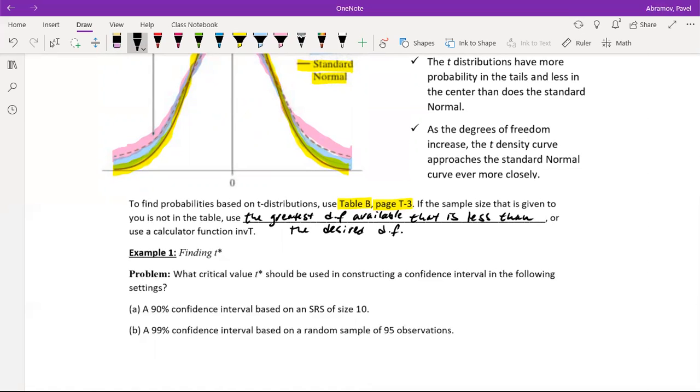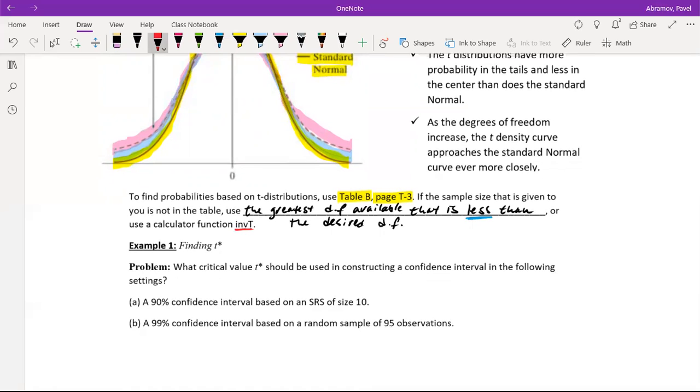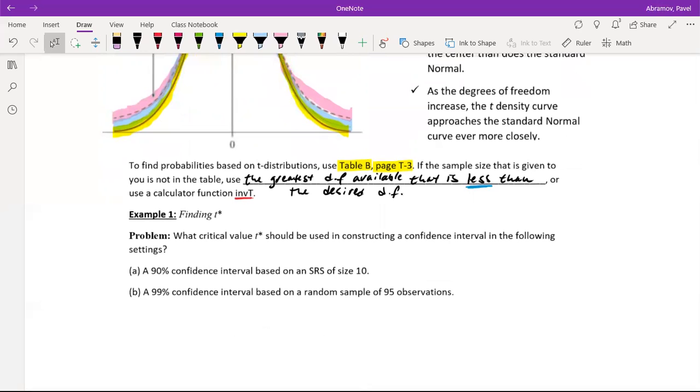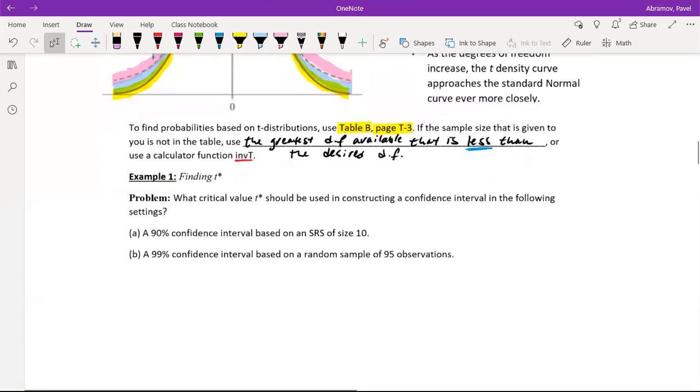So in other words, you will always round down. So less than, always round down. You also could use your calculator, and there's a function called inv_t. So if you want to use your calculator, that is perfectly fine. However, I generally don't show how to use this calculator function because I like you guys to be familiar with the table, and it will give you a little bit more practice using the table.